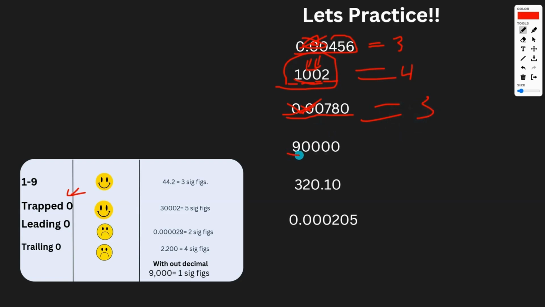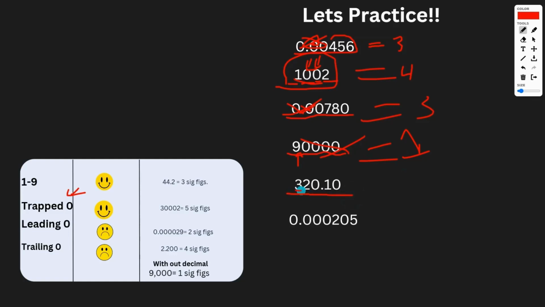We have 9000. For this one, we only have one significant figure because there's no decimal point here, right? We don't see a decimal point. So this one only has one significant figure.